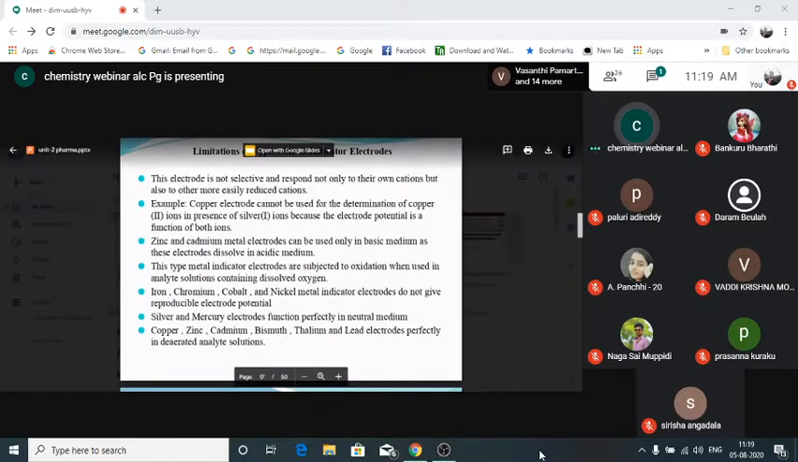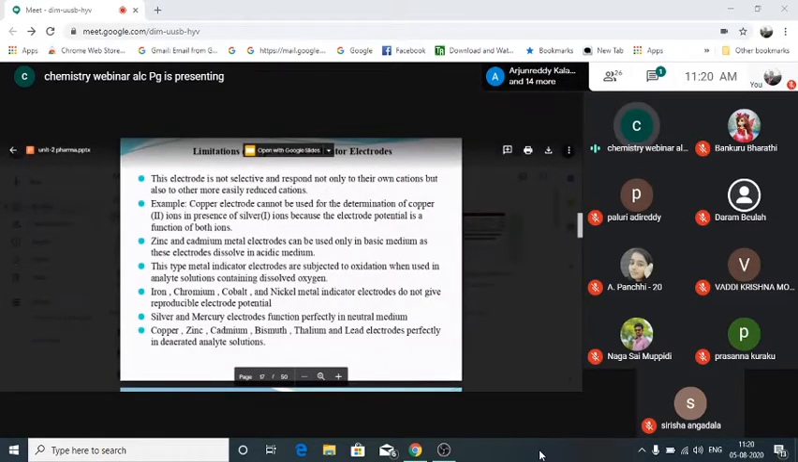Is it clear? So in general, we can say that all the 6 values will be different from one another. If all the 6 values are different from one another, we cannot say those electrode potentials are reproducible electrode potentials, and we cannot take all these values into consideration for practical purposes. Is the point clear to you?